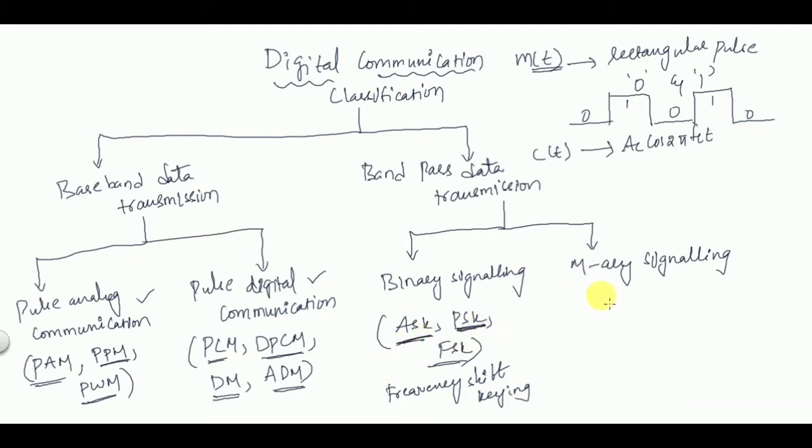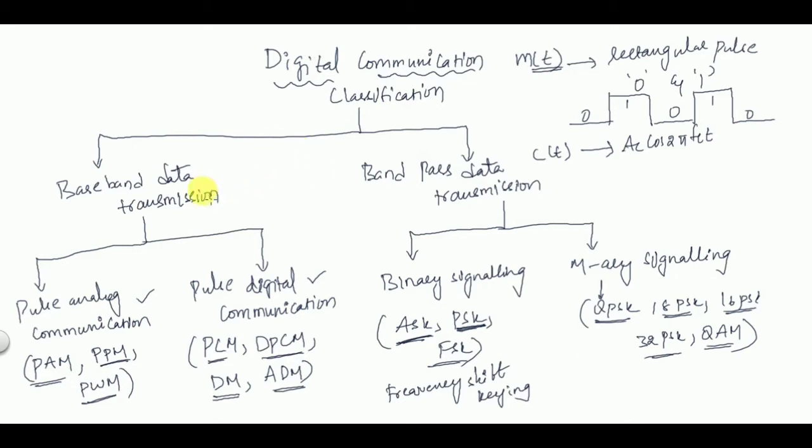In M-ary signaling we have QPSK, that is quadrature PSK, 8 PSK, 16 PSK, 32 PSK, and so on. Along with that you have QAM, quadrature amplitude modulation. So all these topics we have to learn in digital communication.